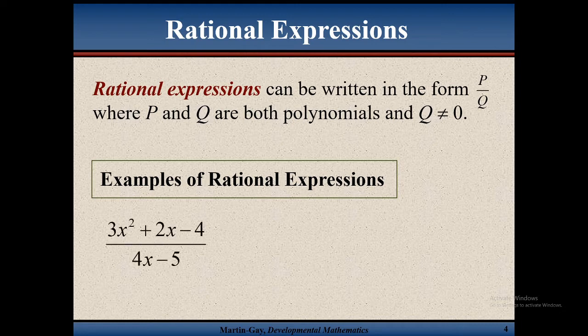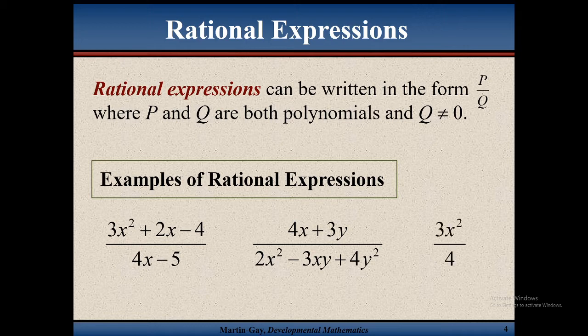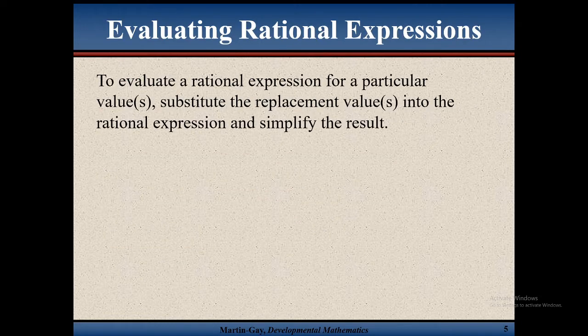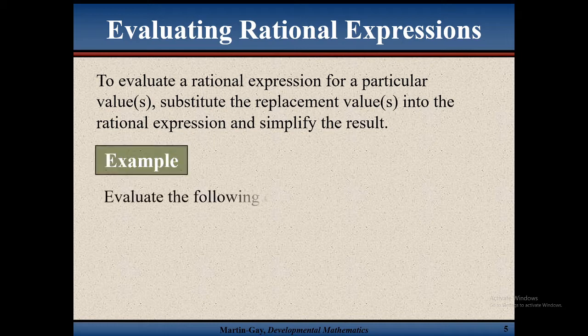Alright, so examples of rational expressions are shown here. That's 3x squared plus 2x minus 4 over 4x minus 5. We also have another example there and another example there. To evaluate a rational expression for a particular value, substitute the replacement value into the rational expression and simplify the result. Example: evaluate the following expression for y equal to negative 2.